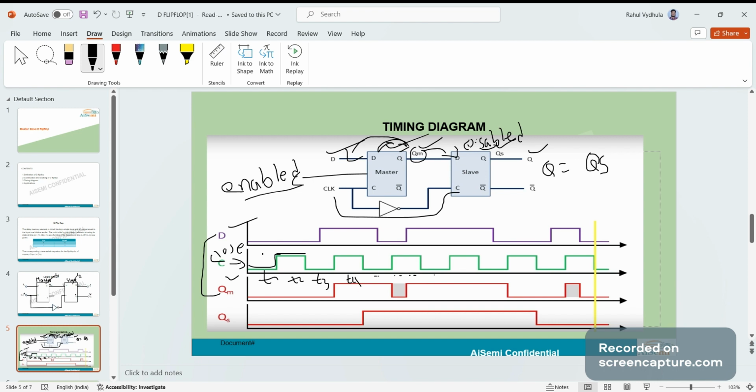For example, the clock pulse is this, right? The D is changing, followed by Qm, because this latch is enabled. This latch is the master, and because of the high condition of the pulse, it follows this enabled condition.